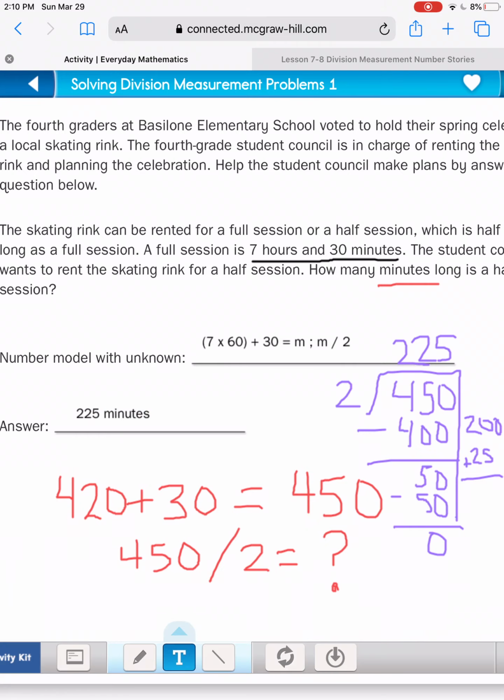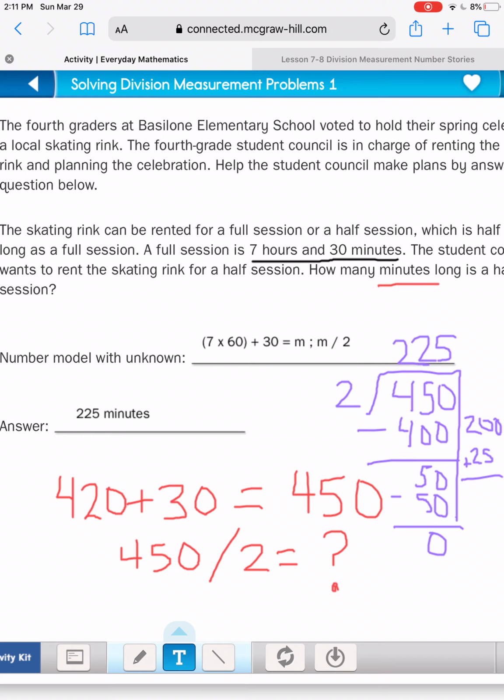minutes. So boys and girls, as you could see, we had a few steps that we needed to do to solve this problem. First, we had to convert 7 hours into minutes and add the 30. And then we had to divide because we wanted to know what half of this skating session would be in minutes. So it's really important that when you're answering problems, you take a look at your units and you see if you have to convert. And also make sure that you're answering using the appropriate unit. So in this case, we didn't want an answer in hours. We wanted an answer in minutes.